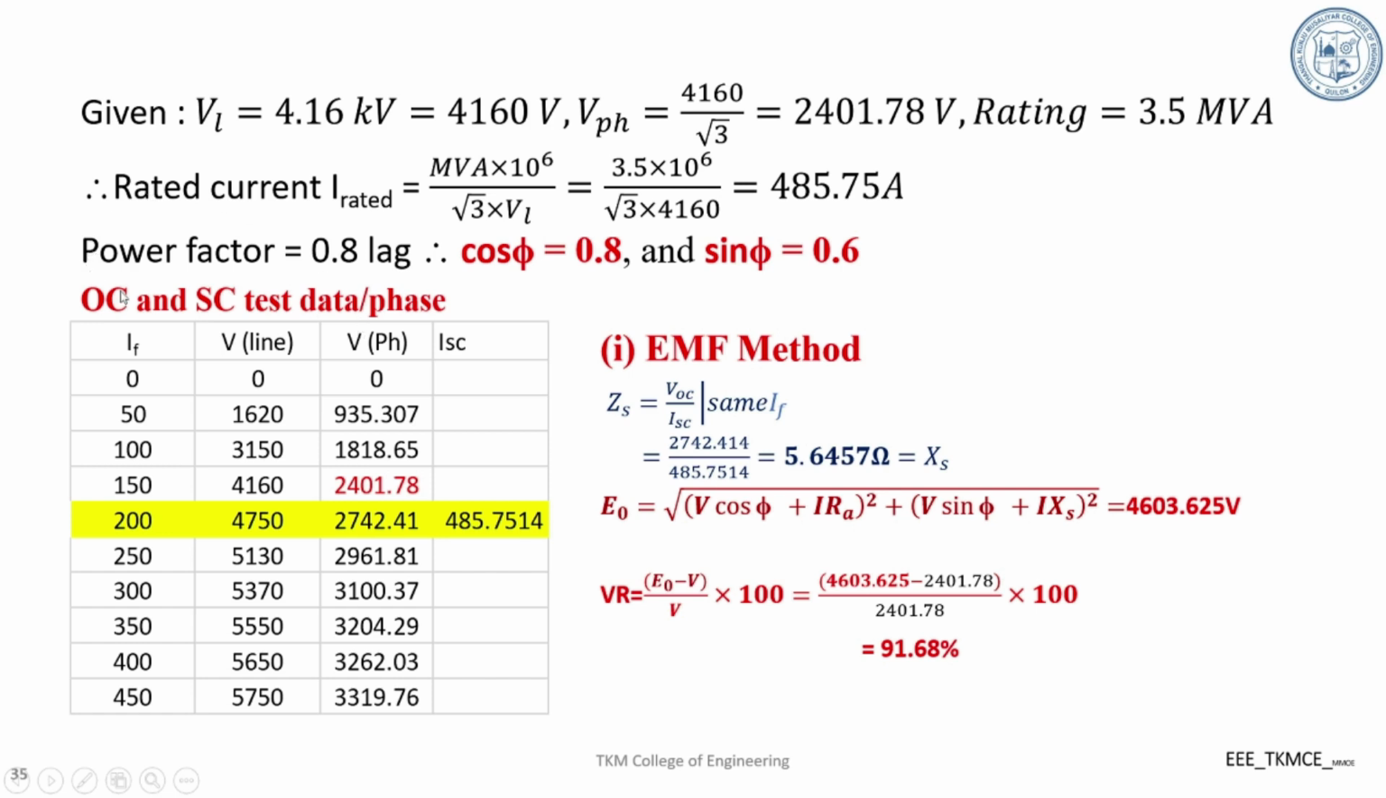This is the open circuit and short circuit data. Here we need to convert line value into phase value. So this is the field current and this is the phase value of the open circuit voltage, and this is the short circuit armature current.